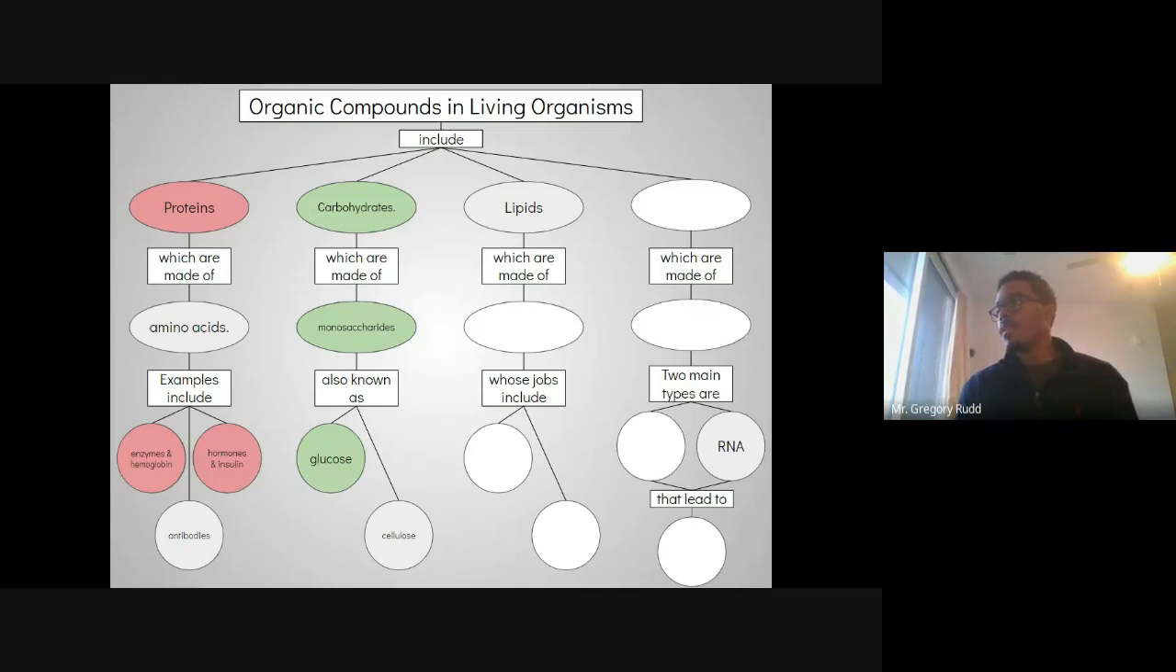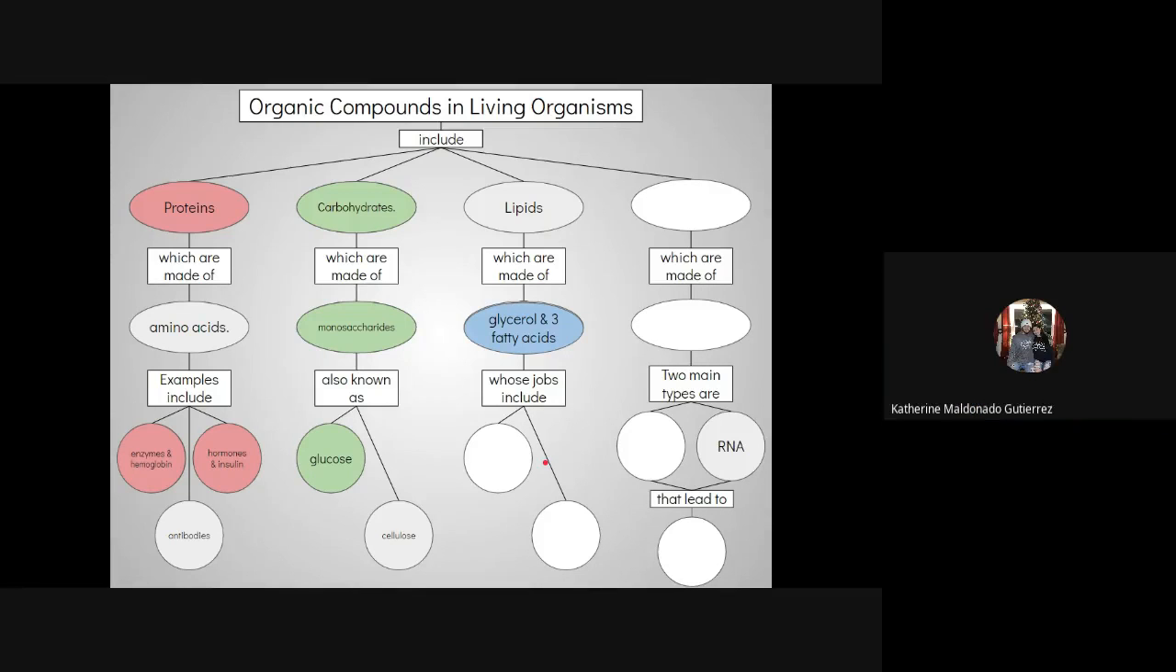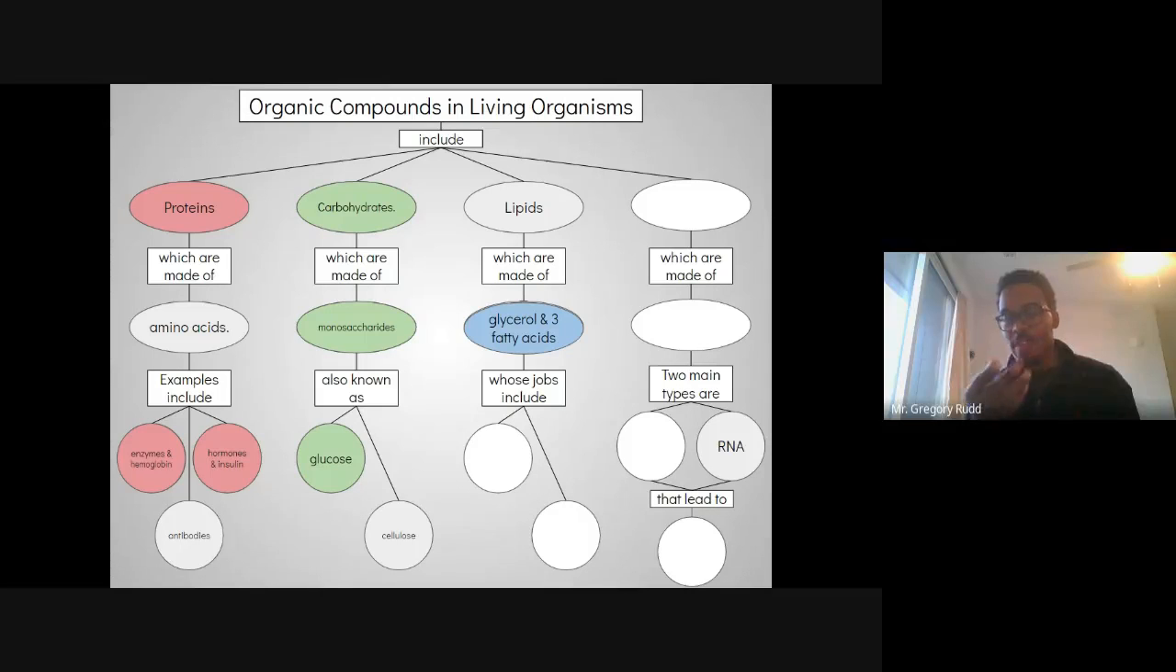Okay. Then we're told that lipids go in this third stream. Organic compounds in living organisms include lipids, which are made of what? Glycerol. Glycerol and 3 fatty acids. And whose jobs include what? To provide long-term energy. Long-term energy, good, thank you.